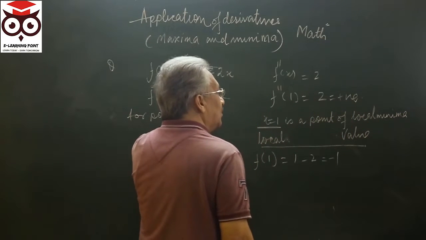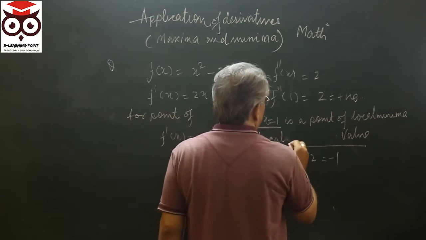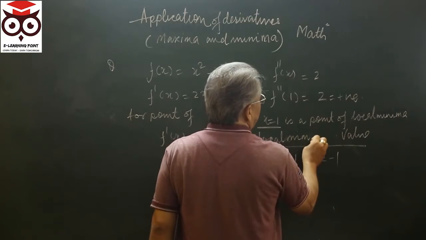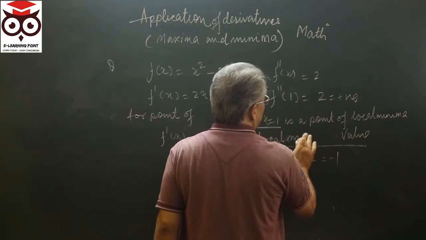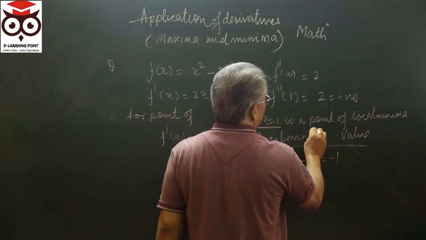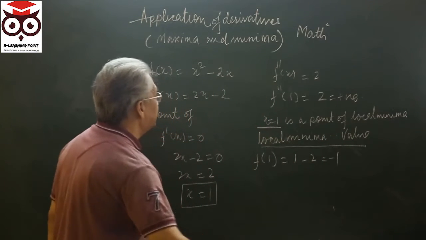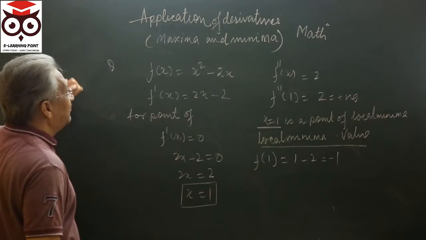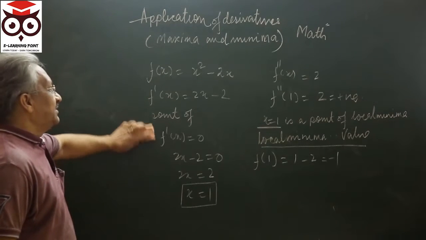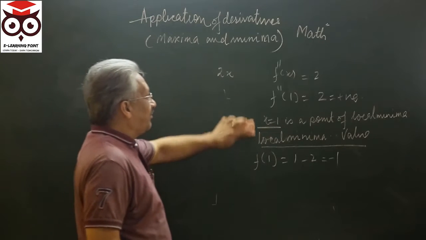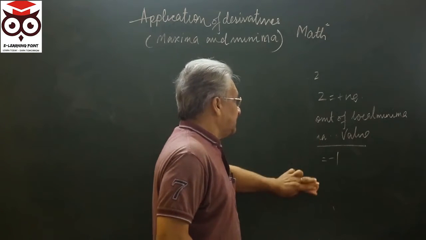If this were negative, we would write it as maxima point, not minima. Right? So this is nothing but the second derivative test, and it is very simple. You can sort out your problems very easily.